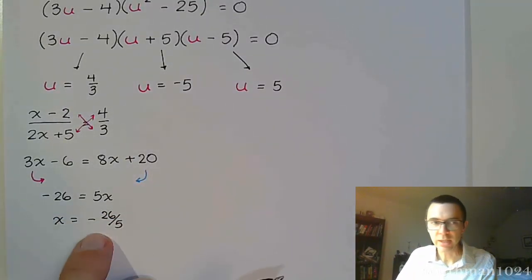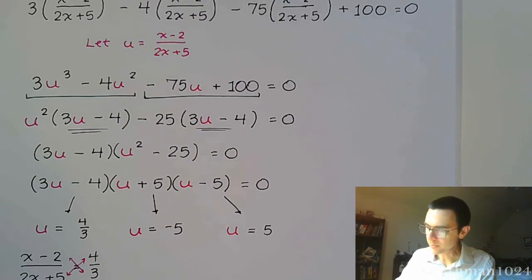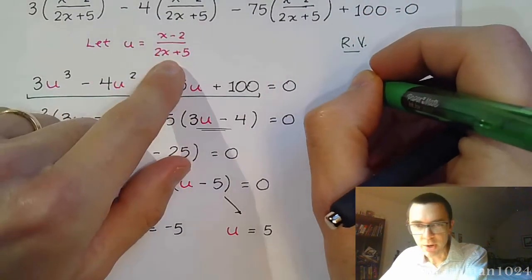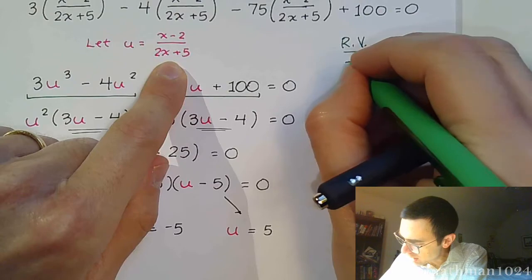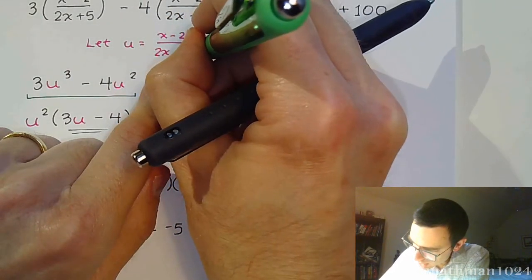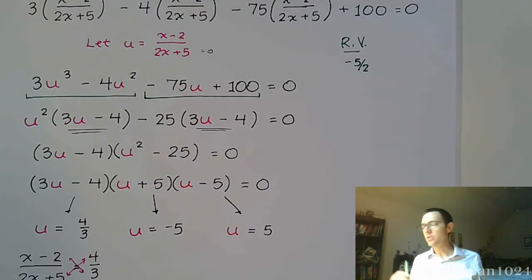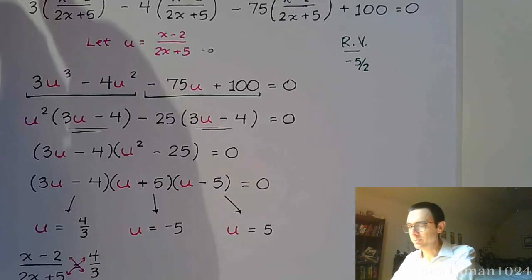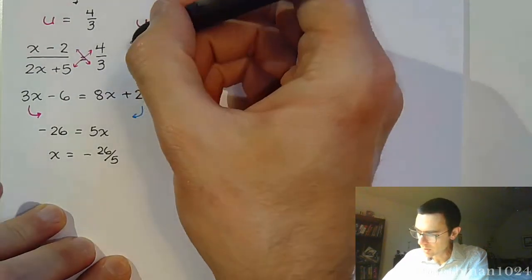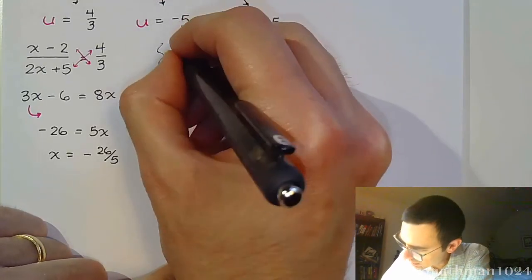Now, before I box this, let's take a quick look at this expression up here. The restricted value, the one that would make this denominator equal to 0, would be negative 5 over 2. So imagine, if you were to set that denominator equal to 0, subtract 5, divide by 2. So as long as we don't have that as an answer, then we're going to be okay. All right. So now we go to the next guy.